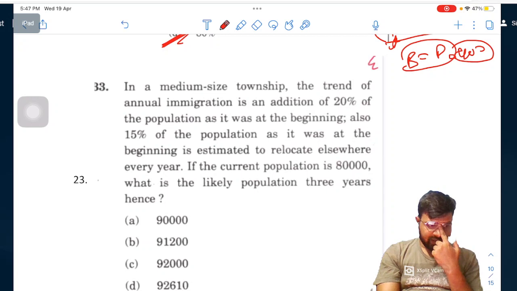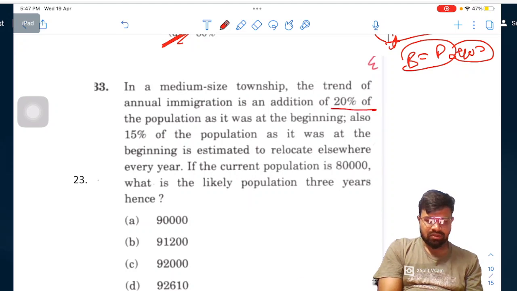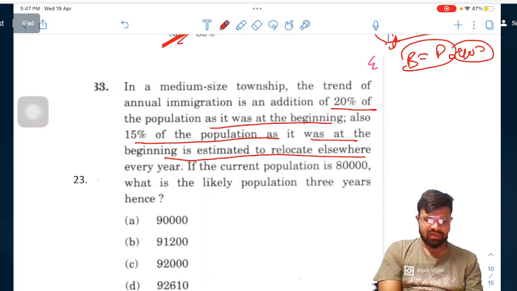Okay, in a medium sized township, the trend of the annual immigration is an addition of 20% of the population as it was in the beginning. 15% of the population as it was at the beginning is estimated to relocate elsewhere. The current population is 80,000. What is the likely population in 3 years?